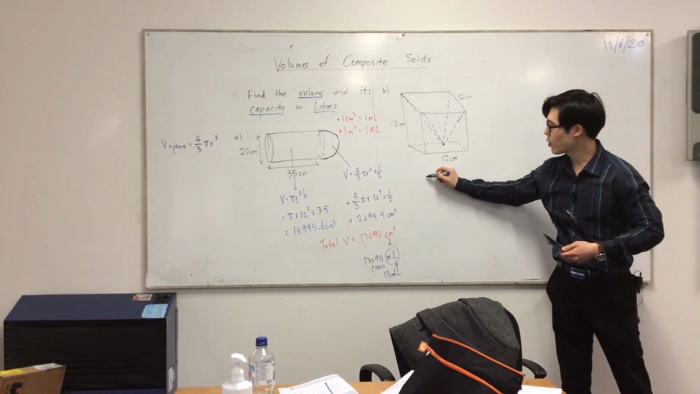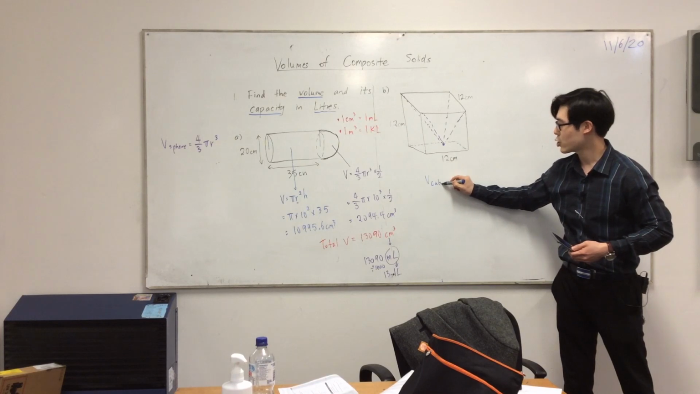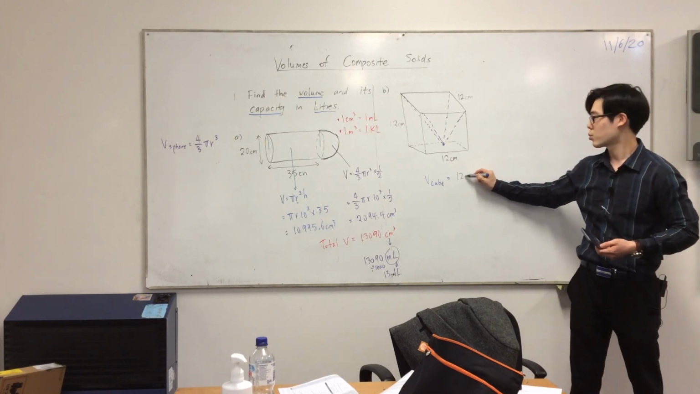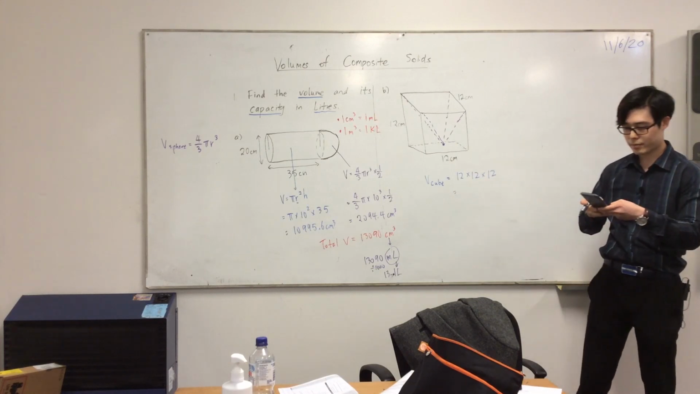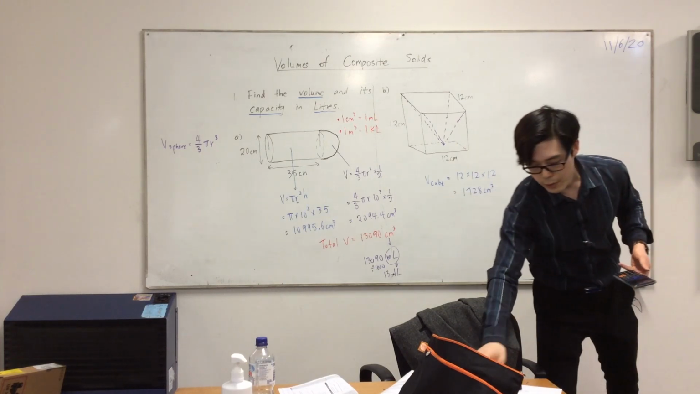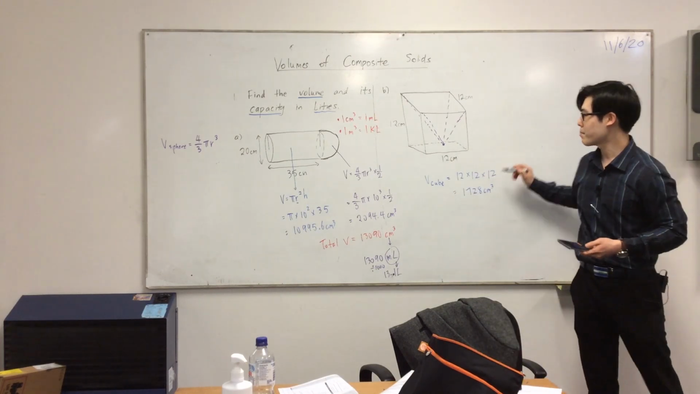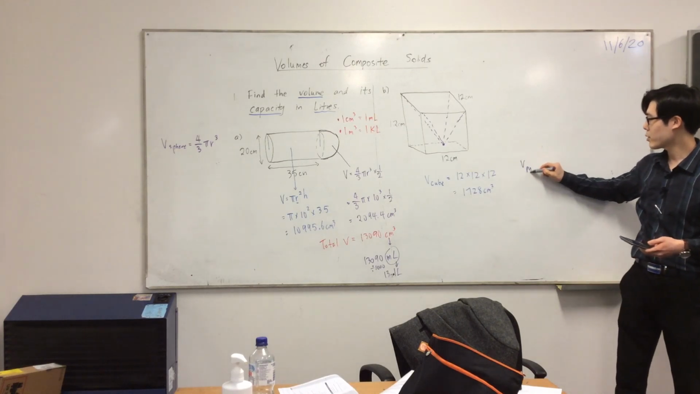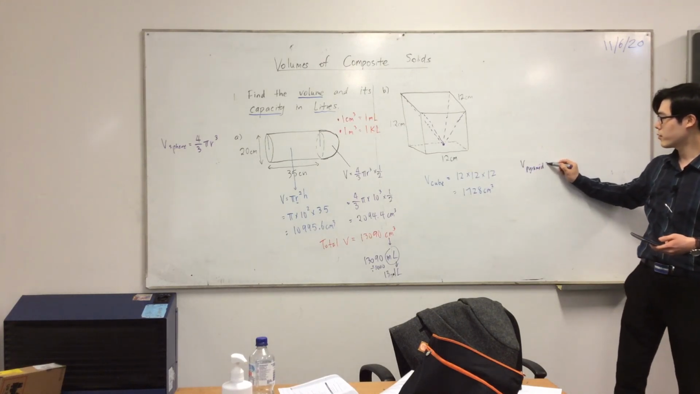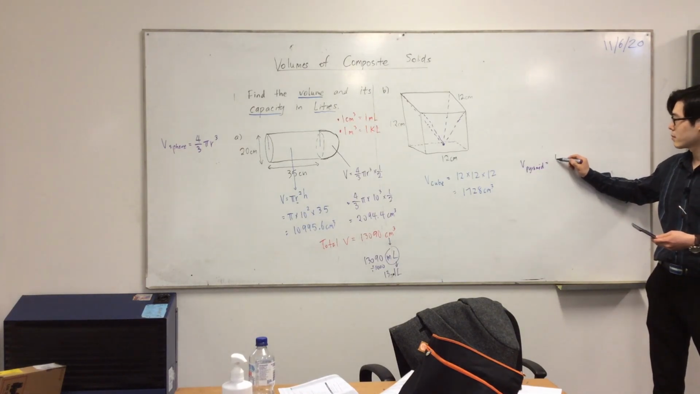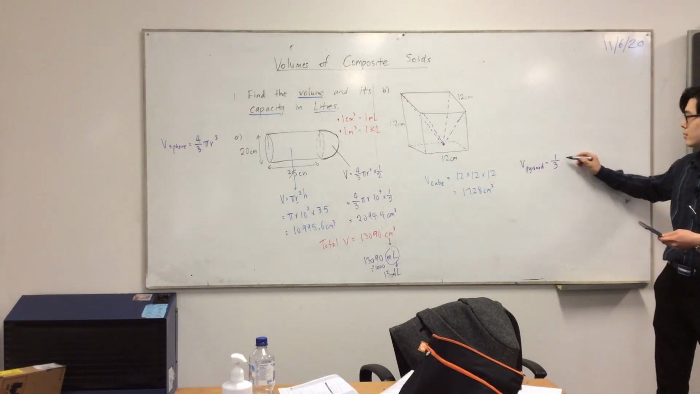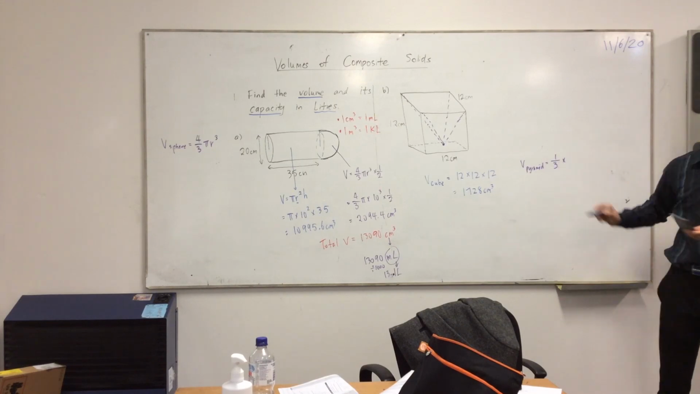So let's find the volume of the cube. V cube, that's easy. That's just 12 times 12 times 12, or 12 cubed. Now, for the volume of the pyramid inside, in purple, do you remember the formula for the volume of a pyramid? A third, because remember you can fit three pyramids into one cube. You'll be given a formula sheet.